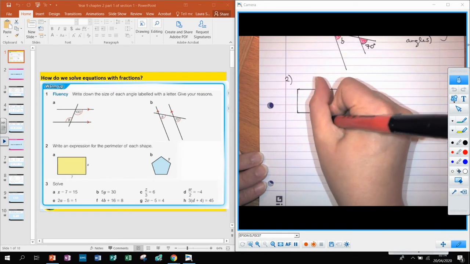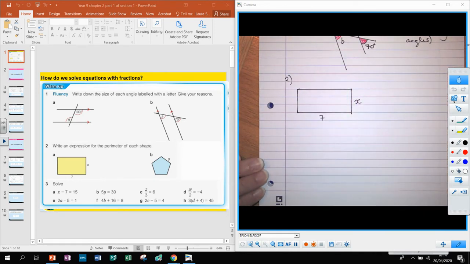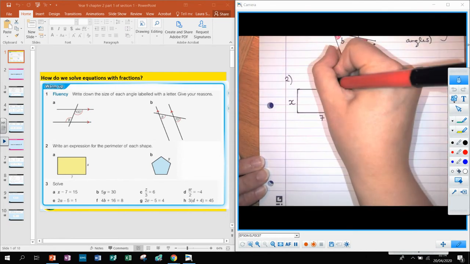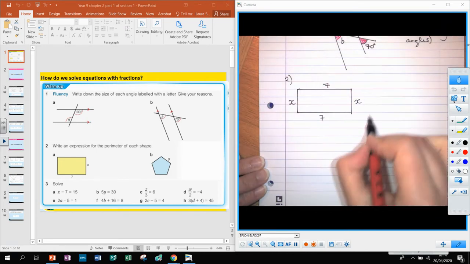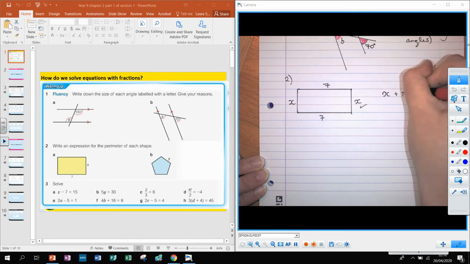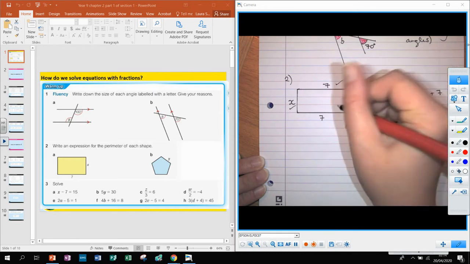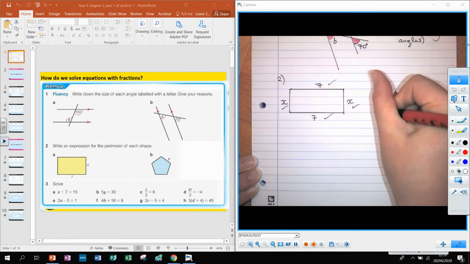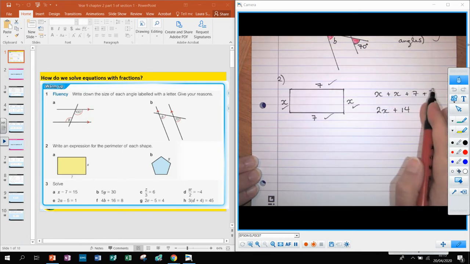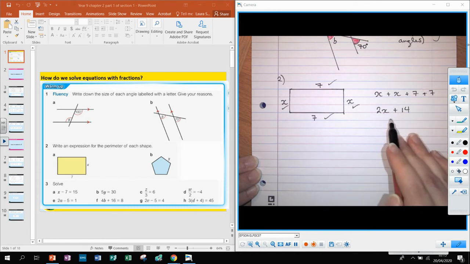So if I have a 7 and an X, remember this is a rectangle, so this side will also be X, and this will be 7. If I add up the sides, I have X plus another X plus 7 plus another 7, which we should know is 2x plus 14. X's are separate from numbers by themselves or constants by themselves. So 2x plus 14 is our final answer there.